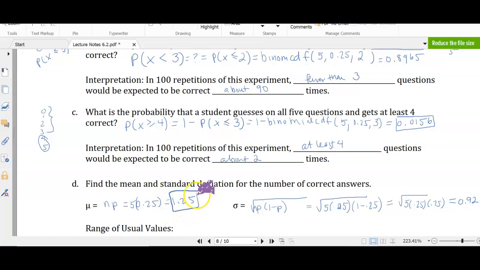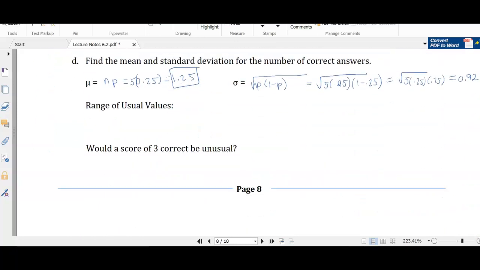So this means that if I did this experiment many different times, of 5 problems that I guessed on, each problem having 4 answers, and I counted how many I got correct, added up all those scores, and divided by how many times I took the test, my average would be about 1.25. Okay, similarly, that's going to have a standard deviation of all those different values that I got guessing on all those tests, and that'll be about 0.92.